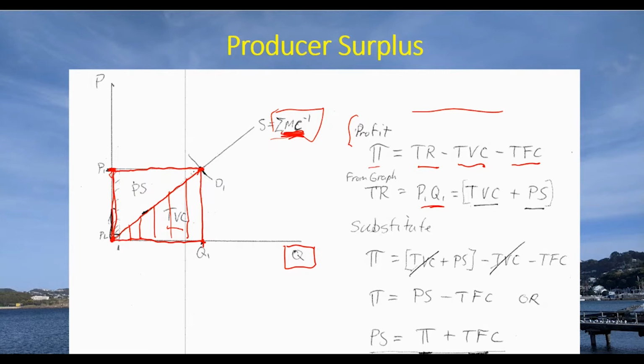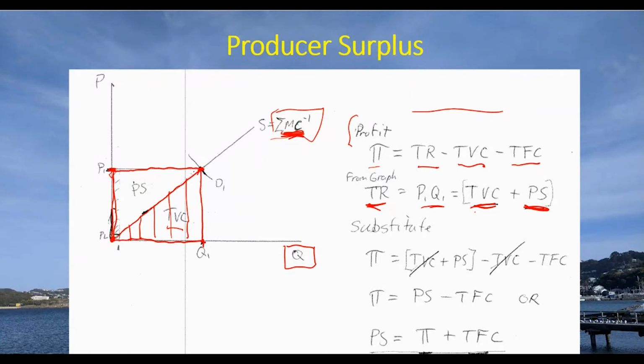This comes from an exercise in calculus, which is the easiest way to understand it. We're not going to go through that derivation, but just take it for granted that the underbelly of this supply curve is the total variable cost. That means total revenue is equal to total variable cost plus producer surplus.